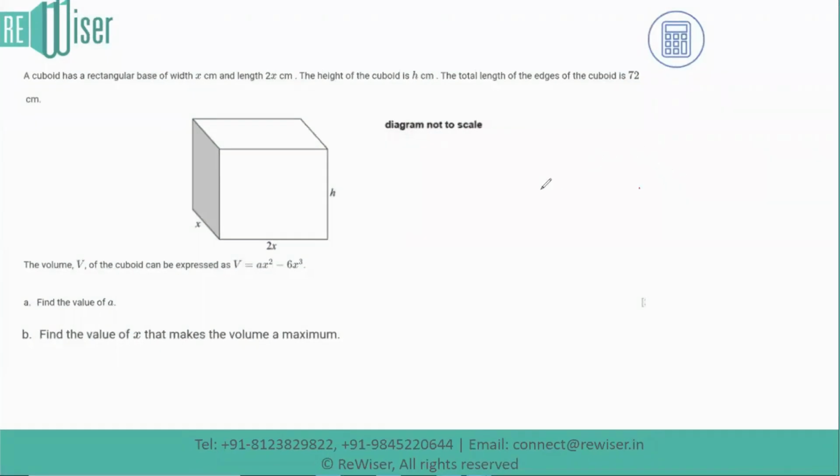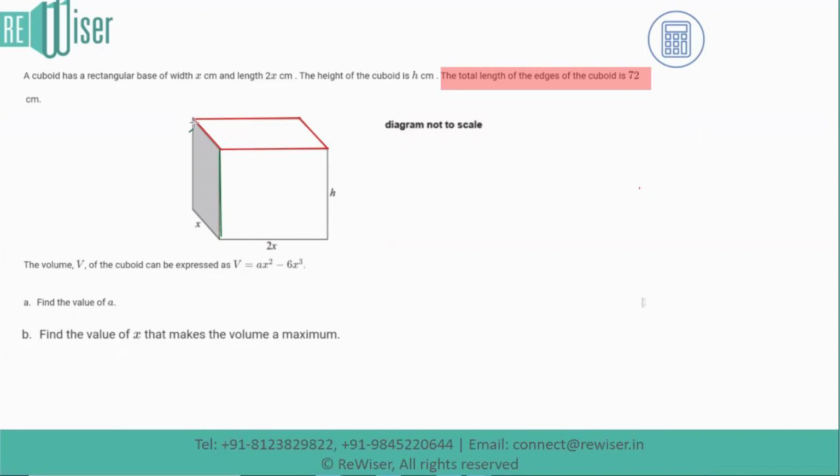In this question, the first thing to notice is that they have given the total length of the edges of the cuboid, which is 72. So what do we mean by the total length of the edges of the cuboid? All these four sides, so this is like on the top. Similarly, you will have the four sides at the bottom, and also these four lengths.